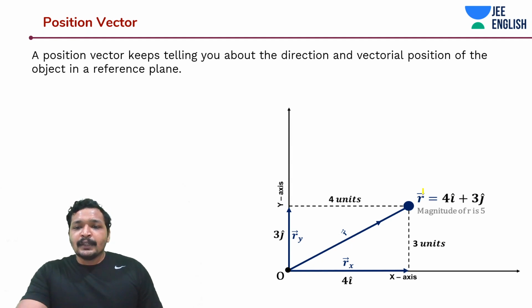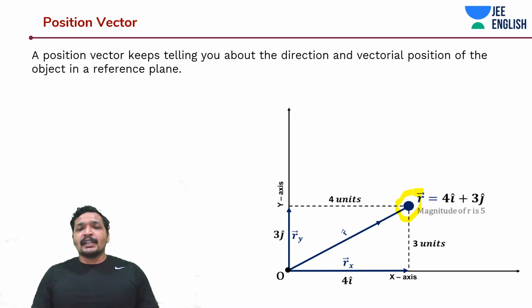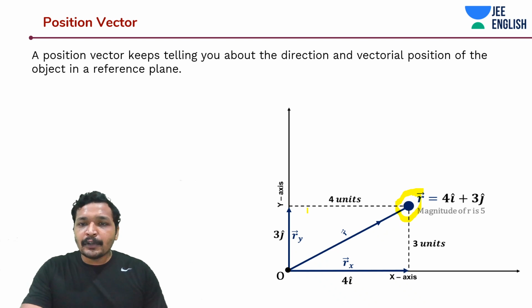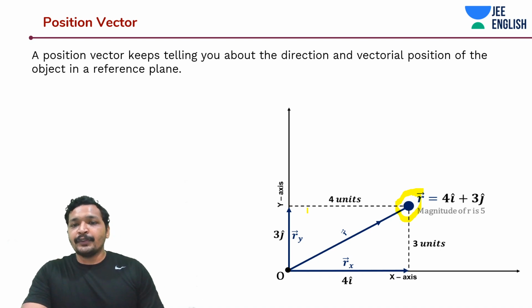So let's say I am at this point and I'm saying, hey, let's meet over here. And I'm telling you just that I'm 5 units away from you. But would you be able to make out how you're going to reach me? No, right? Let's say you're at the origin.